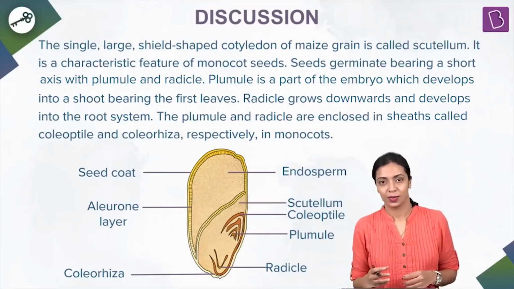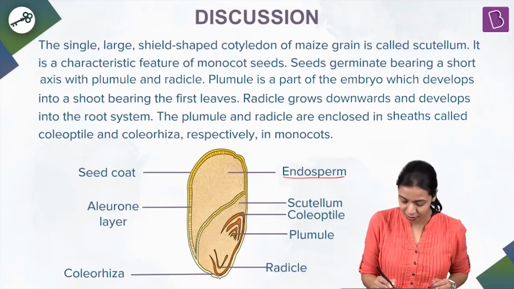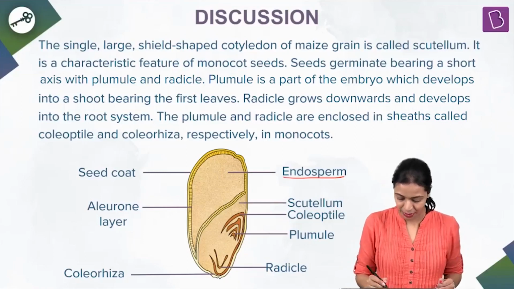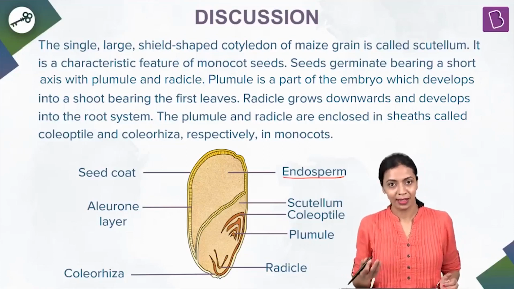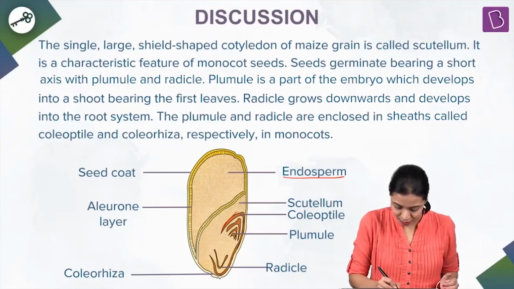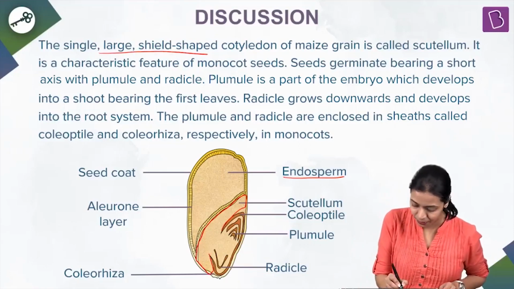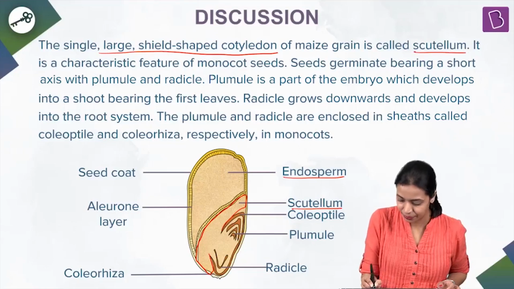Here you will find the endosperm and the embryo. The endosperm occupies a large portion of the seed, and you can find the embryo as well. Within the embryo, you can find the embryonal axis as well as the cotyledon attached to it. As you can see here, since maize is a monocot plant, there's a single cotyledon that is large and shield shaped. This is known as the scutellum.